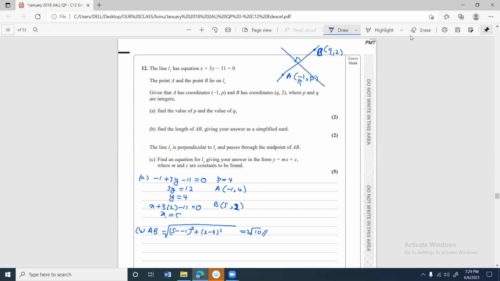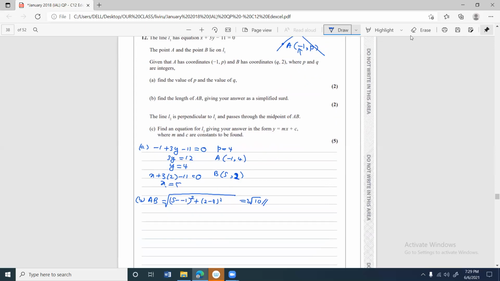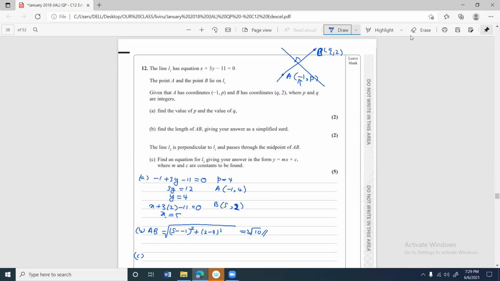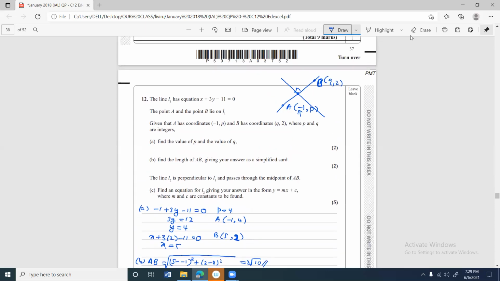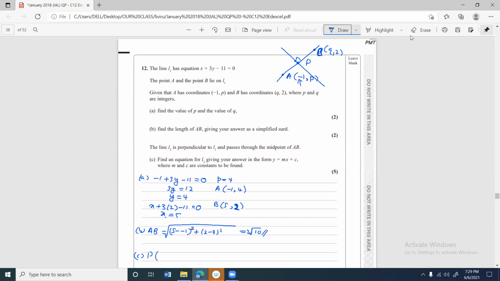Perpendicular to this and passes through the midpoint of AB, find the equation of that. Then you can use the midpoint theory. We need to find the coordinates of the midpoint because the line is passing through this point. I'll call it P. Then for P, using the midpoint theory, you add the x coordinates and divide by 2.